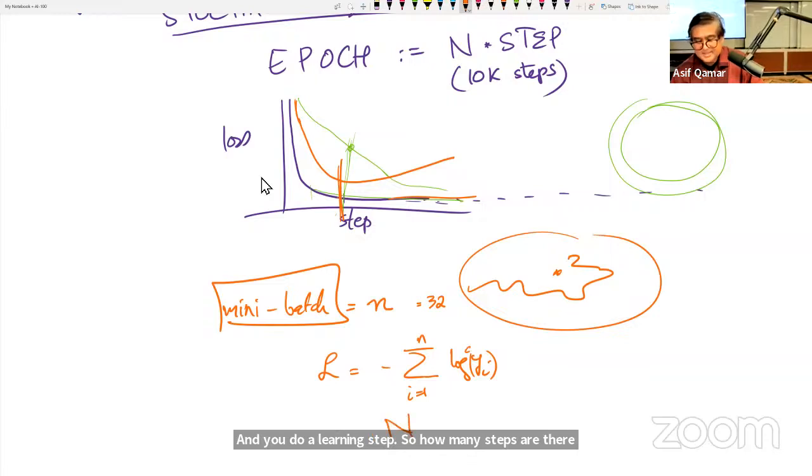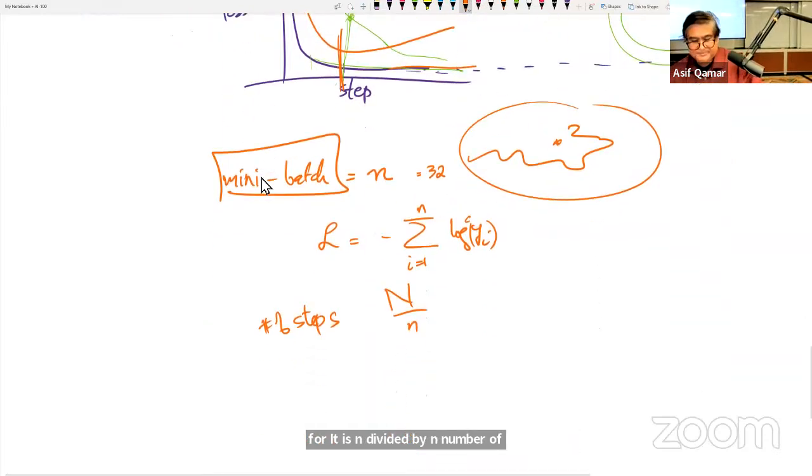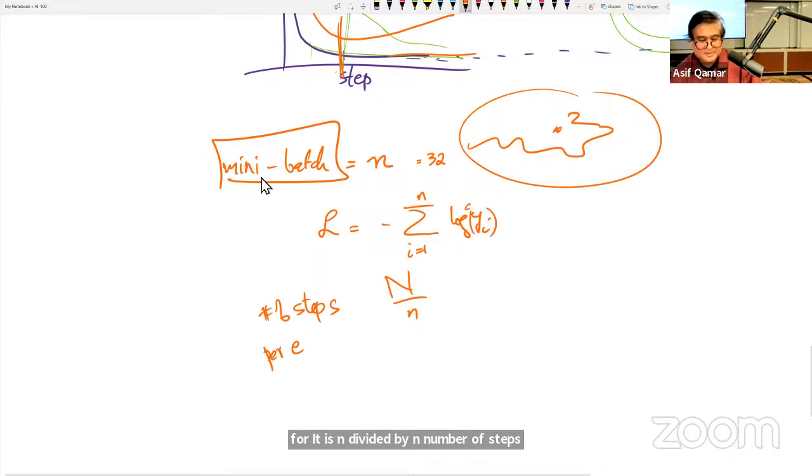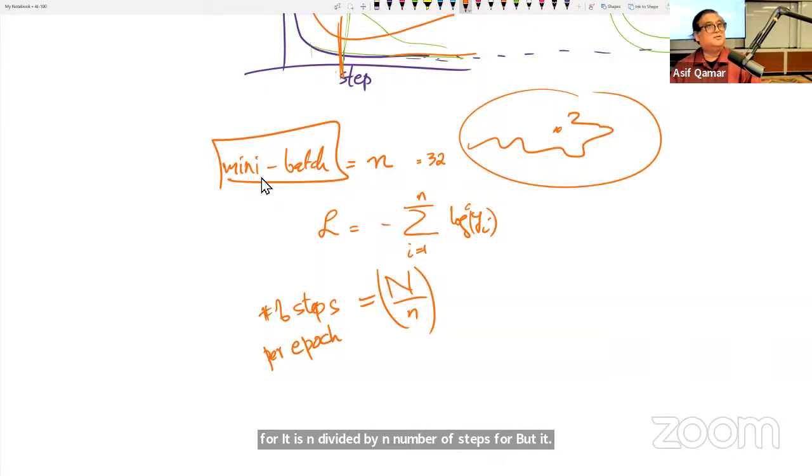It is n divided by n, number of steps per epoch. Would you agree that this would be capital N over little n? Does it make sense, right? So if I have 10,000 data points and every time I go and get 100, how many times will I have to go? 100 times. So 100 learning events will take place.